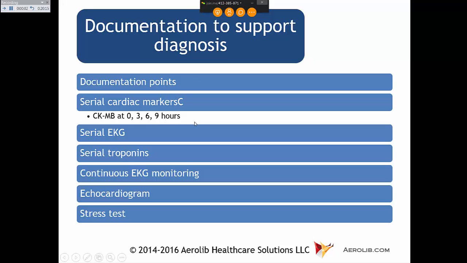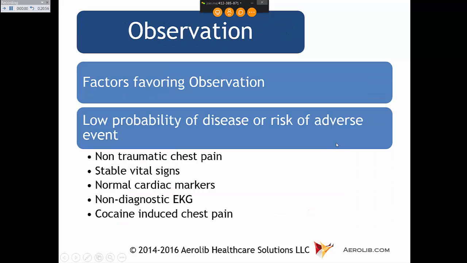Now, documentation points, you need to make sure serial biomarkers are in, serial EKGs are ordered, serial troponins are ordered, and the need for continuous EKG monitoring. Someone presenting with chest pain now having atrial fibrillation or SVT, you need to put in your history and physical the need for continuous EKG monitoring or continuous telemetry. Echocardiogram and stress testing orders, that needs to be part of the game plan. And that's where the education of risk stratification comes in. While the patient comes in with chest pain, this patient has diabetes, hypertension, high cholesterol, the workup that you're planning on doing. That needs to be part of the H&P.